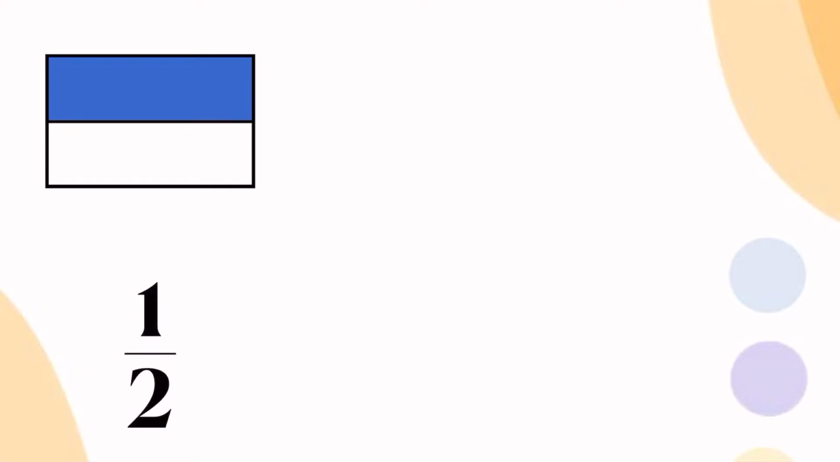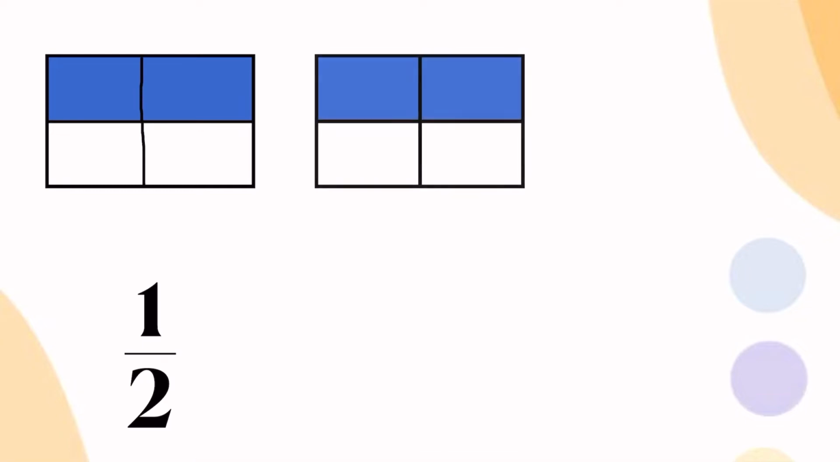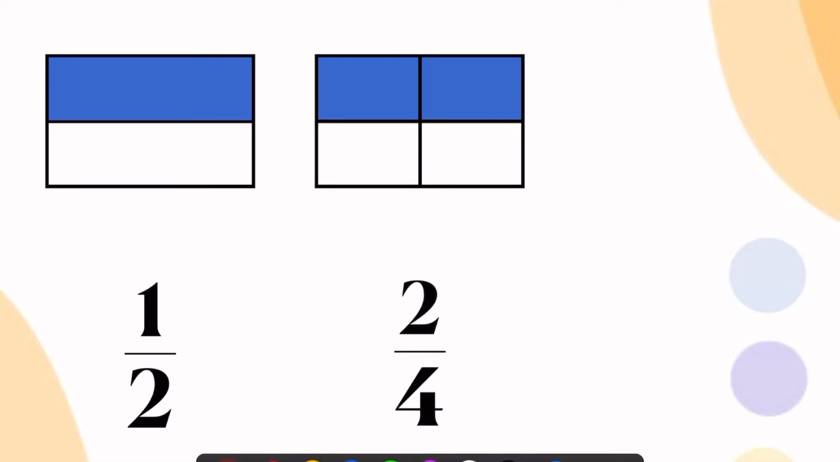Can you see a rectangle here? If I divide it into 2 parts, and one part is shaded blue, we get 1 over 2. Now let's see. What if I divide it into 4 equal parts? So this picture is what we get. Now, can you tell me the fraction? Very good. It is 2 over 4.